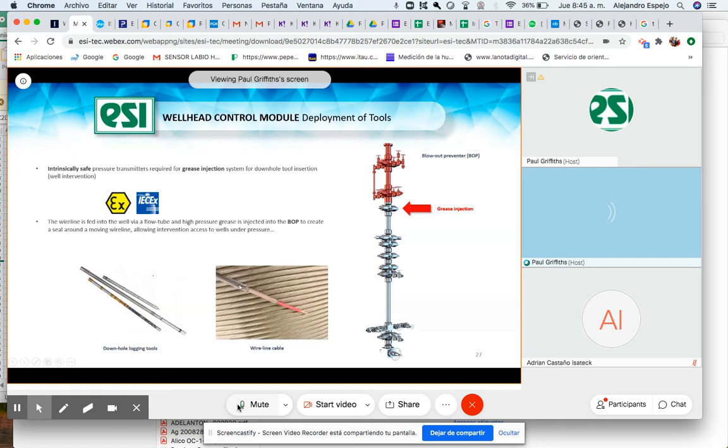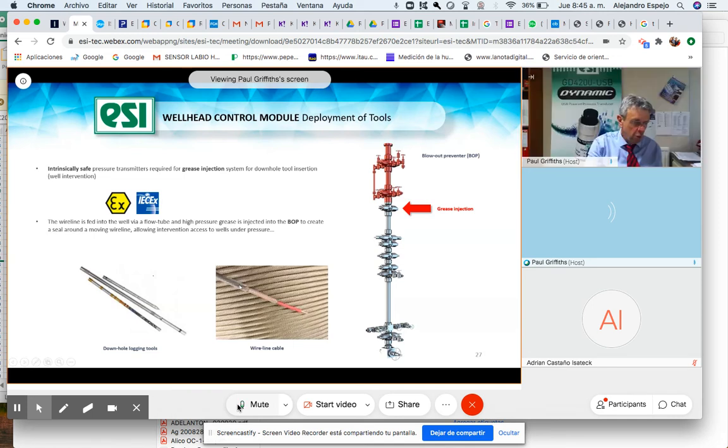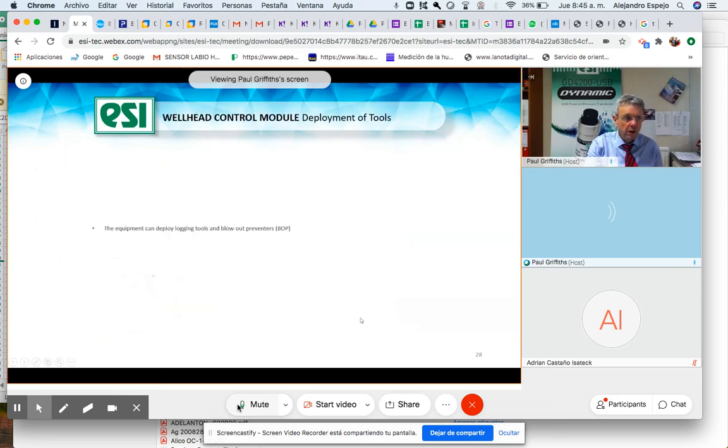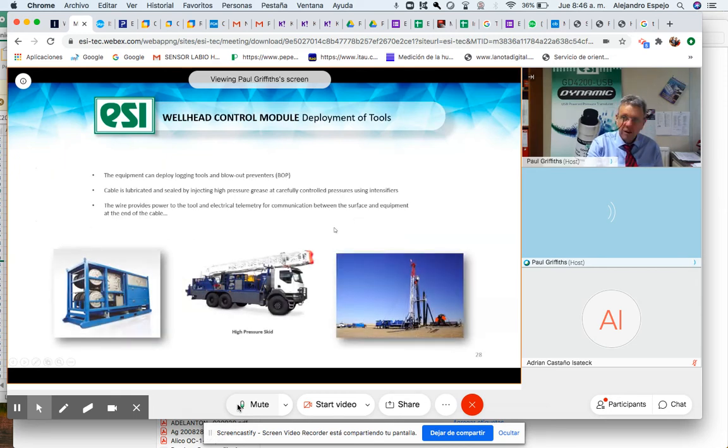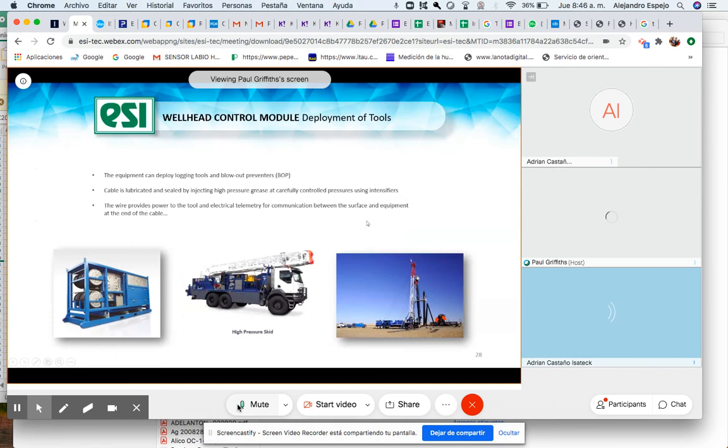Will be fed down into the well, and the wire needs to move freely up and down. Again. Are you still there? Yeah. I think that in 30 seconds, more or less, we lost you, but okay.